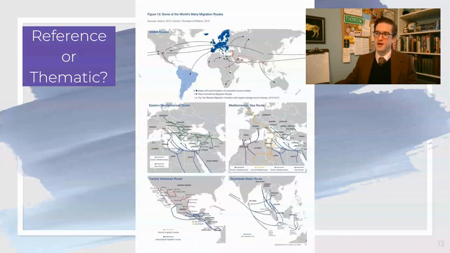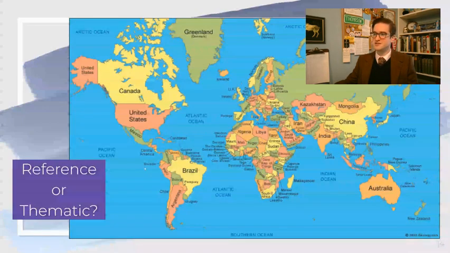Is this a reference map or a thematic map? The title says some of the world's many migration routes, and it's showing lines indicating sources of migration and destinations of migration. It's a thematic map. This is a map telling the story of global migration in 2015. That's what that says. Is this a reference map or a thematic map?